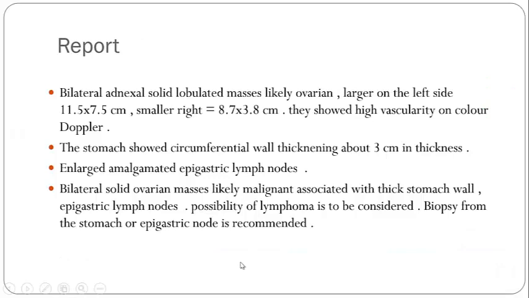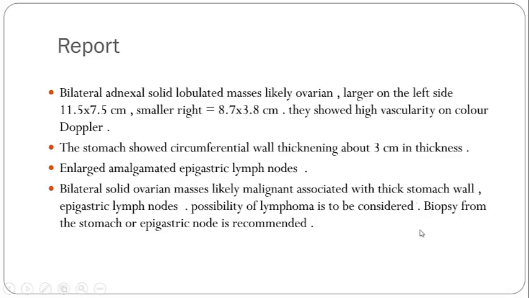And that was our report summarized as bilateral adnexal solid lobulated masses, likely ovarian, larger on the left side. They are highly vascular on color Doppler. The stomach shows circumferential wall thickening about 3 cm in thickness, while the normal stomach is usually about 3 millimeters, with enlarged amalgamated epigastric lymph nodes. And then the conclusion is bilateral solid ovarian masses, likely malignant, associated with thickened stomach wall and epigastric lymph nodes, highly suggestive of lymphoma.